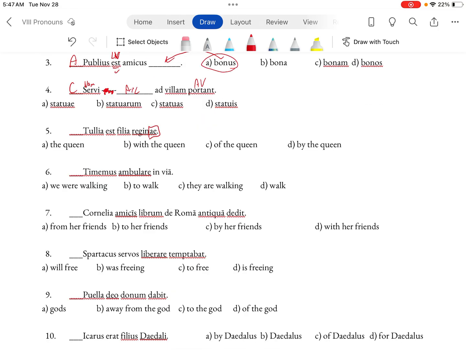Alright, so we've got an AE. Our options are nominative plural, genitive singular, dative singular. We don't have a dative trigger word. This T is nominative singular, so it can't be nominative plural, so we're left with genitive singular of the queen. Alright, RE, that's an infinitive B, to walk.